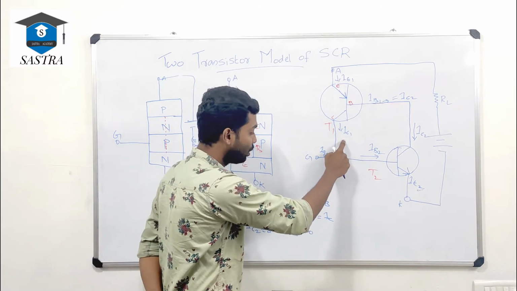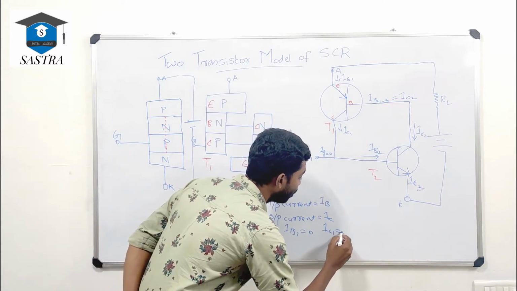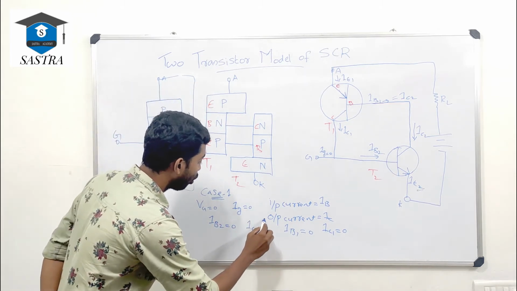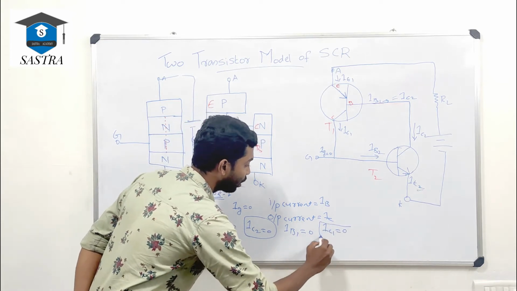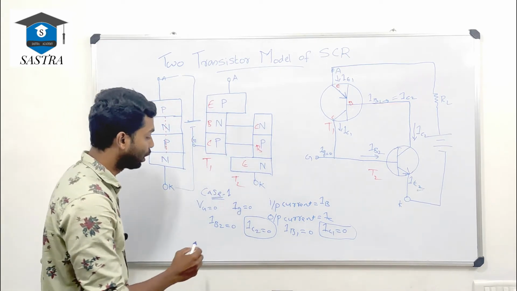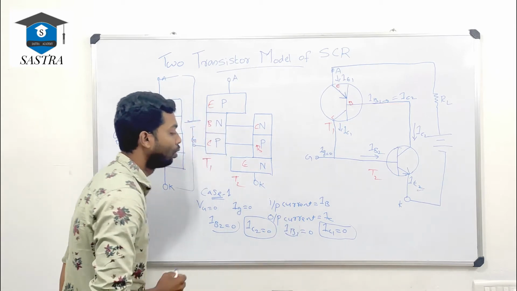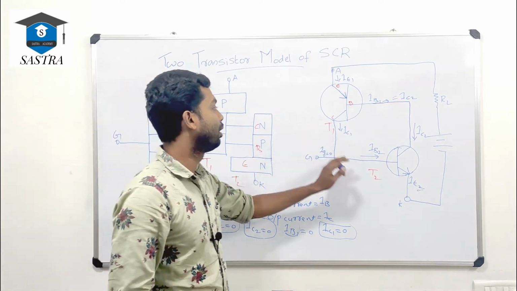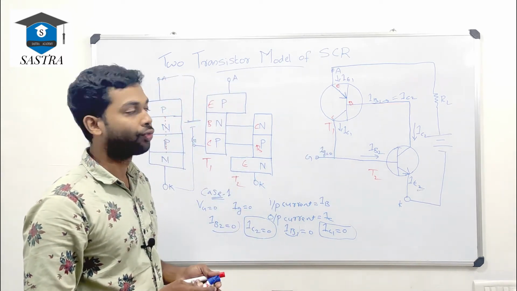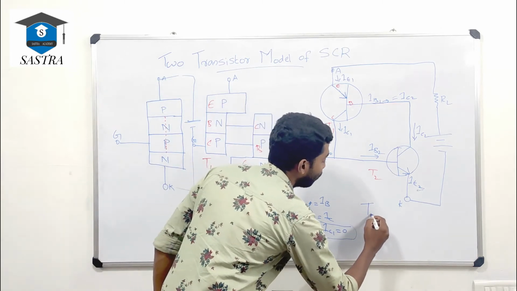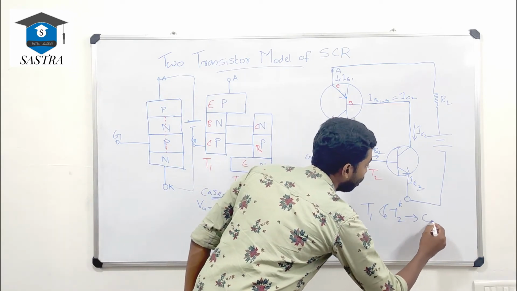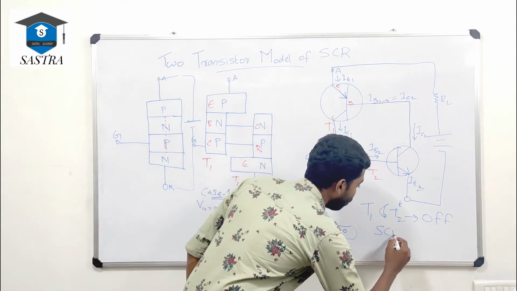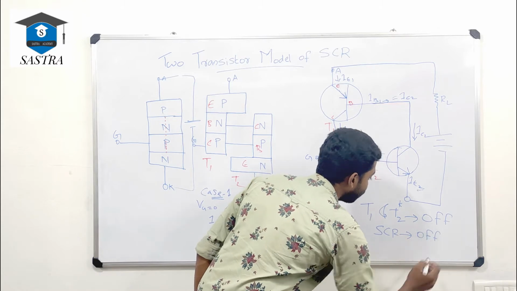So the collector current IC1 will be 0, because the transistor is off. Here, the output currents IC2 and IC1 are both 0, since the input currents are 0. That means the two transistors T1 and T2 are operated in the cutoff region, or we can say that T1 and T2 are off, or SCR is off.